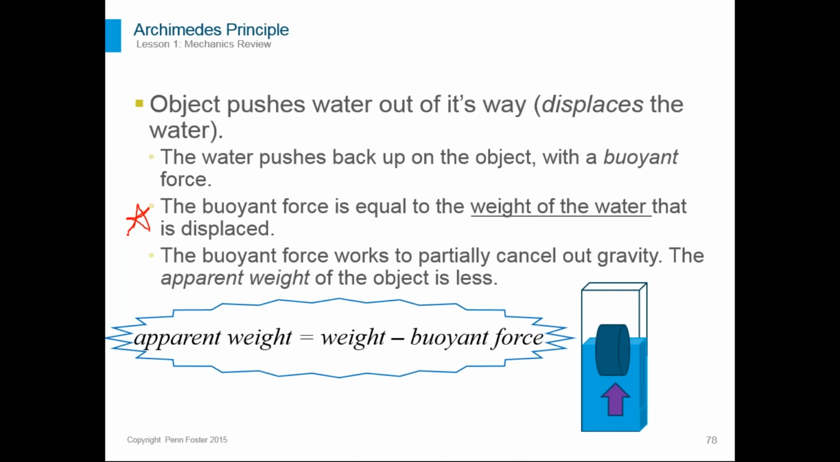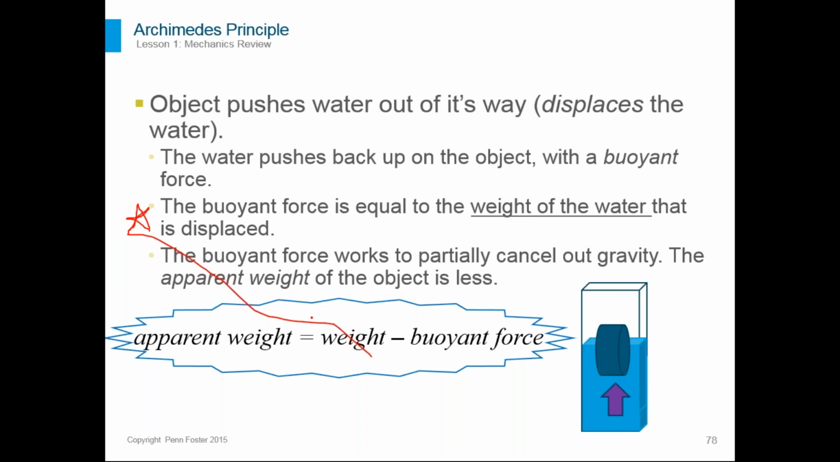Then you put it in the water, and the buoyant force is working against that weight. Gravity is pulling down, but the water is pushing up. So it makes the weight of the object appear to be less. We call that the apparent weight. You'll see questions in your work and in your test that refer to the weight of the object in air and the weight of the object in water. So that's what the difference is.